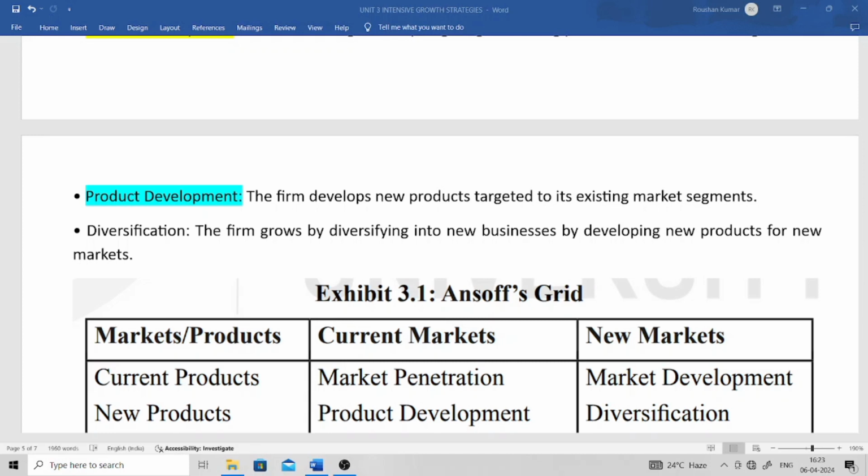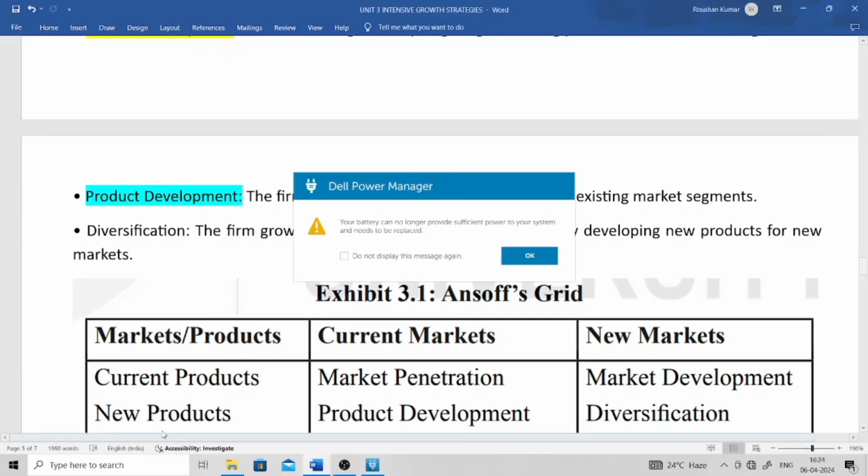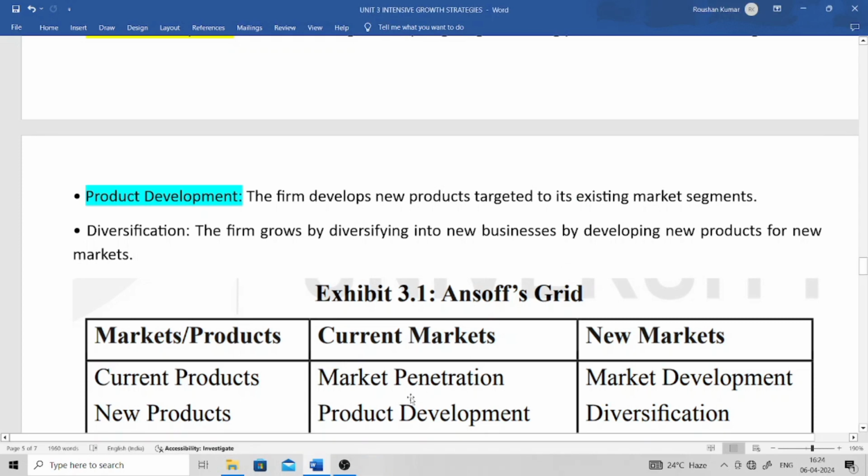Three possible ways of implementing the product development strategies are: the company can expand sales through developing new products. Developing new products here means creating different or improved versions of the current product. That is also a possibility. Or it may make necessary changes in its existing product to suit the different likes and dislikes of the customers.